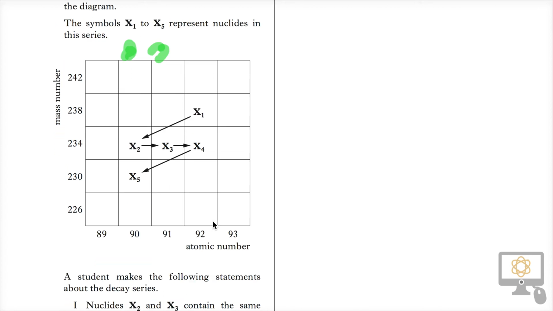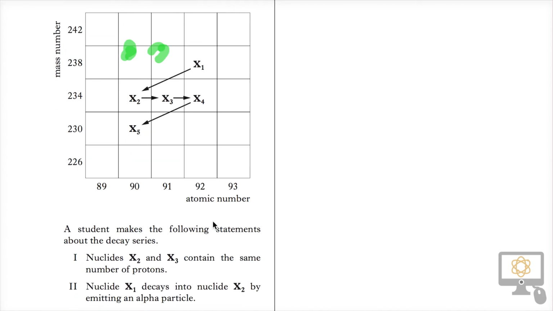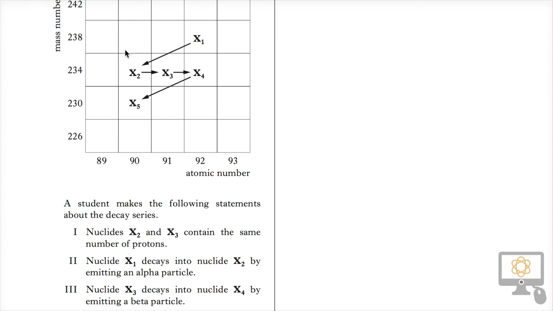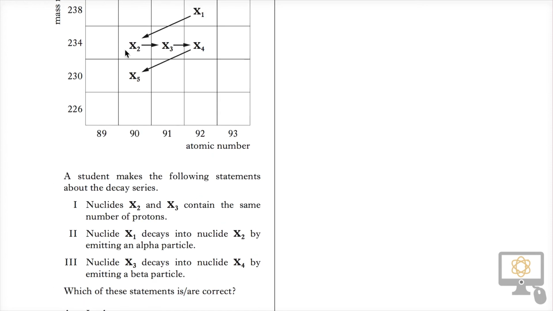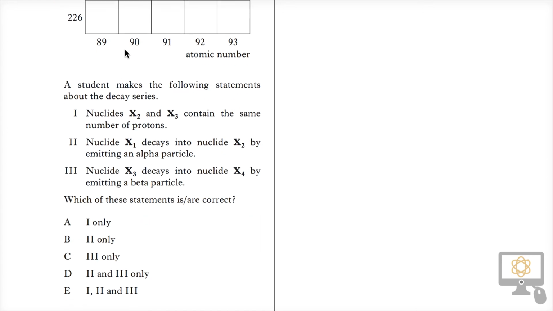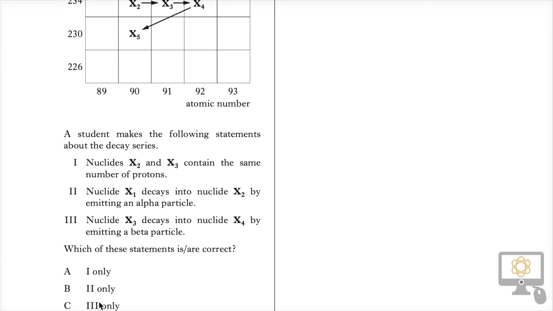So then the question continues. I'll just rub out these bits here because they can add a bit of confusion. The question continues: the student makes the following statements, and below it asks which of these are correct. So we'll go through the statements and then see what that corresponds to, whether it's A, B, C, D, or E.